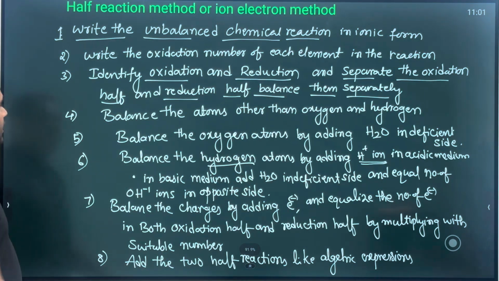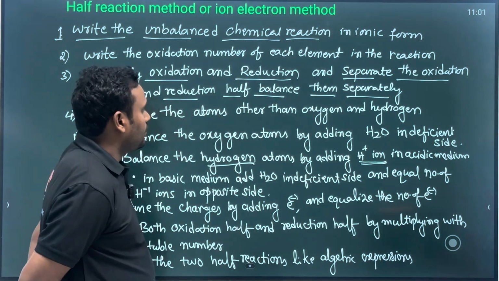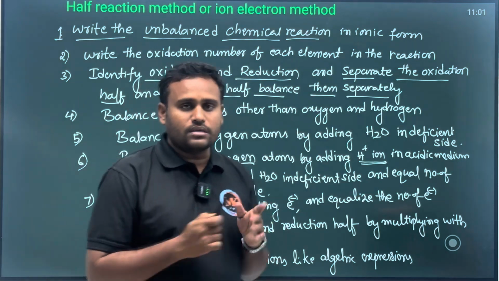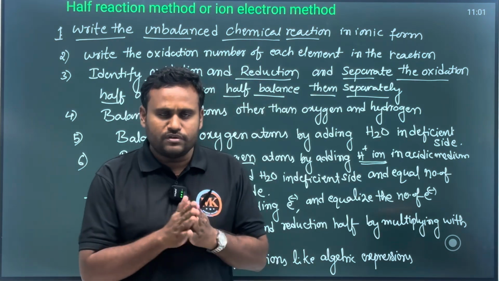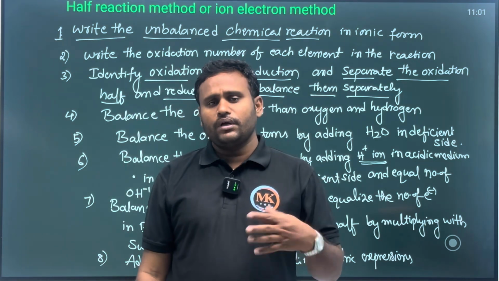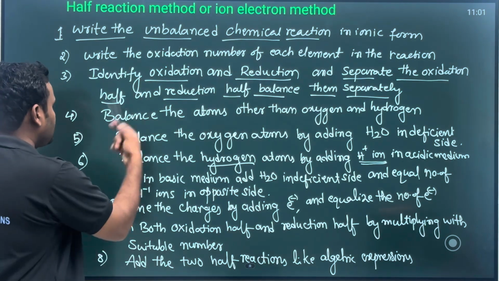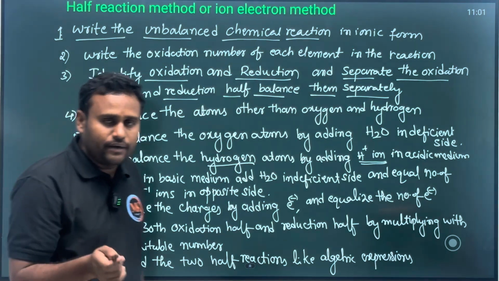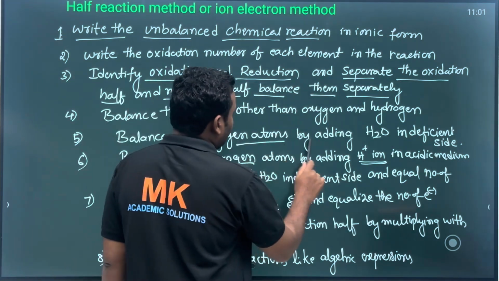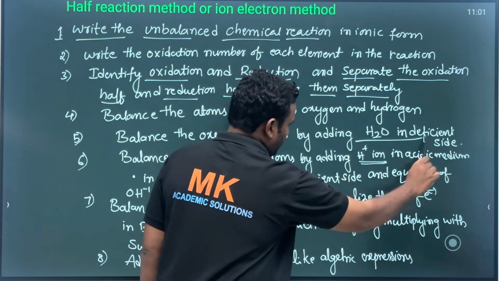Next, balance the atoms other than oxygen and hydrogen. First we are not supposed to touch the hydrogen and oxygen; we balance the other atoms. After that, we balance the oxygen atoms by adding H2O on the deficient side.